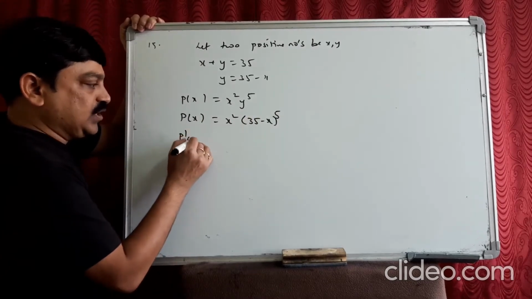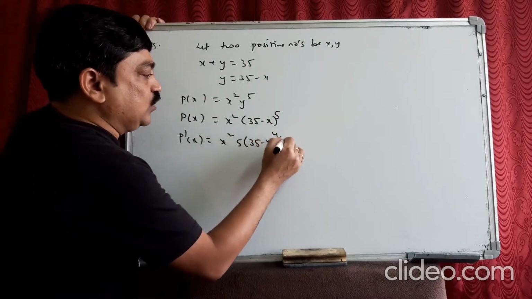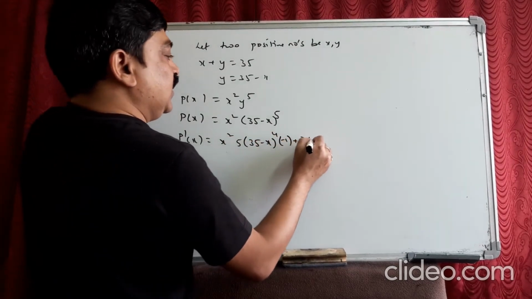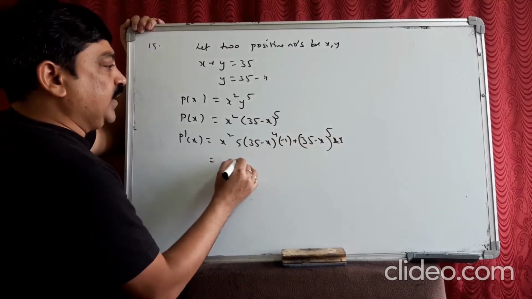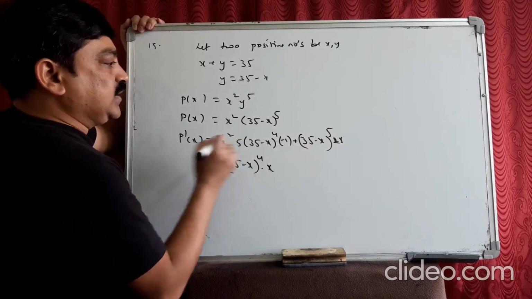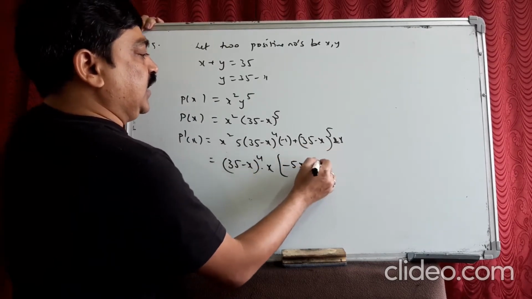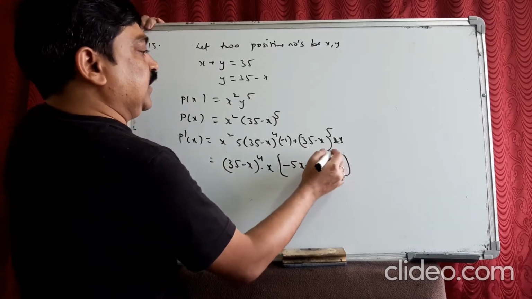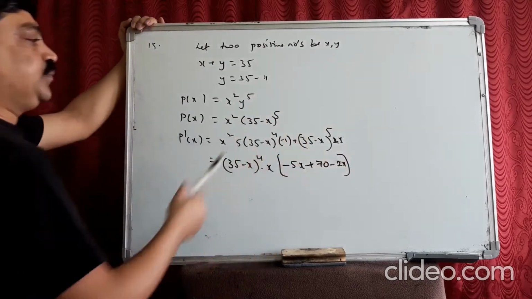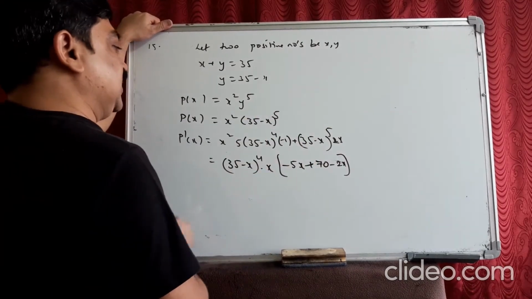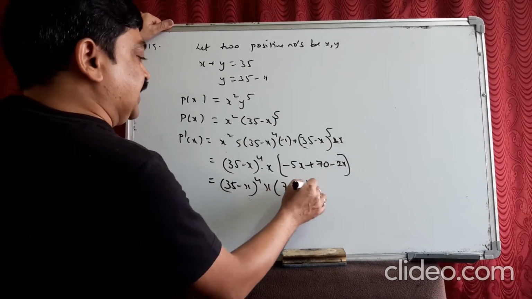Let us find out P dash x, the derivative, UV rule. x square into 5 into 35 minus x power 4 into minus 1 plus 35 minus x power 5 into 2x. I take 35 minus x power 4 into x common in both of them. So it becomes minus 5x here, and here 35 minus x into 2, that means 70 minus 2x, because 2 into 35 minus x. Now it becomes 35 minus x power 4 into x into 70 minus 7x.